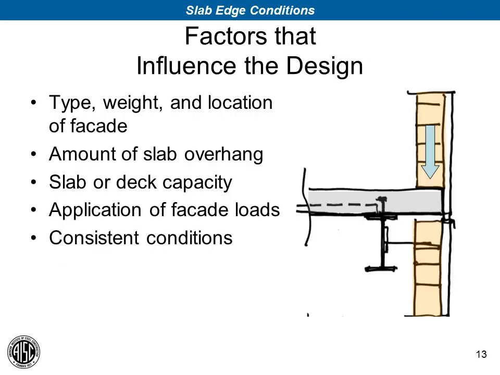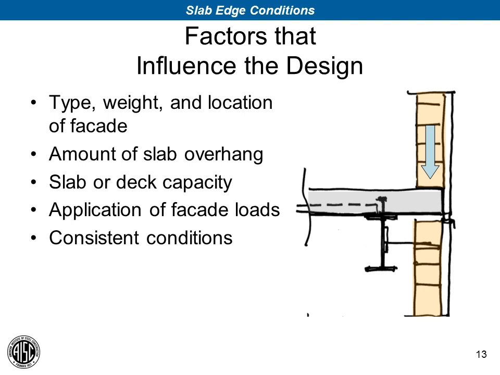So there are a number of factors that influence how we design the slab edge, including the weight and the type and location of the facade system. In other words, its position relative to the spandrel beam, whether you have a backup wall that's supported on top of the slab edge or maybe runs by it, how long the slab overhang is, what the flexural and shear capacity of the slab or deck is, and how the facade load is applied, and consistent conditions.